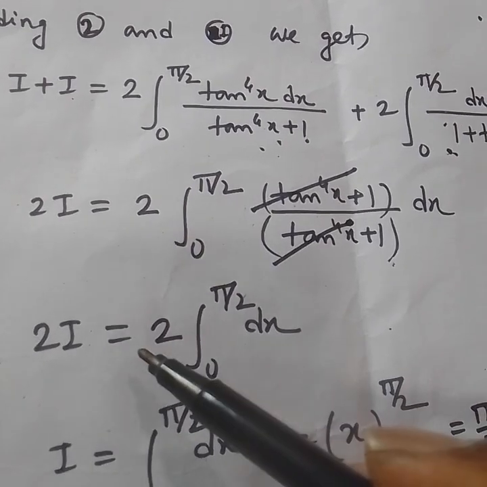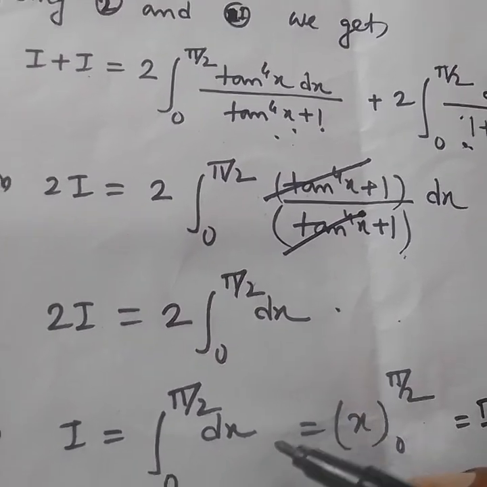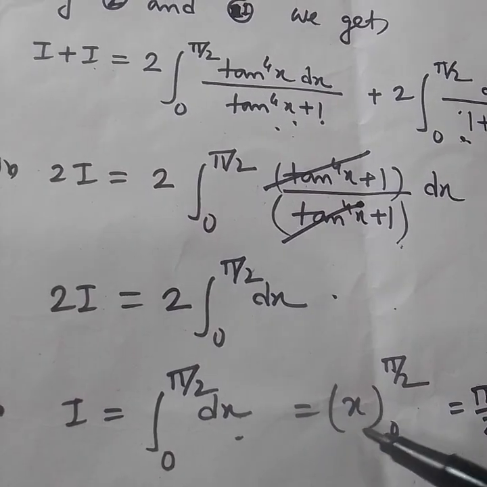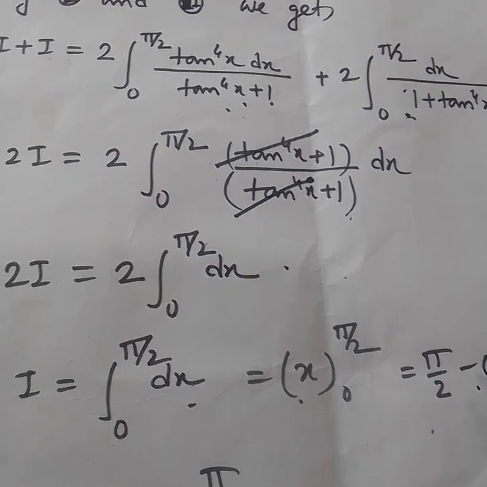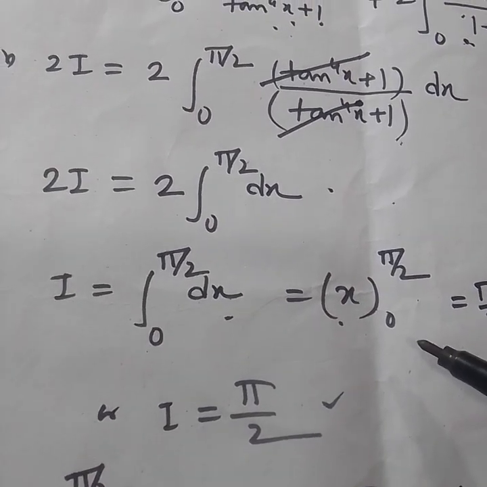So finally we get 2I equals 2 into the integral from 0 to pi by 2 of dx, and the integration of dx you already know is very simple. The integration of dx equals x, and putting the upper limit pi by 2 and the lower limit 0, we finally get I equals pi by 2.